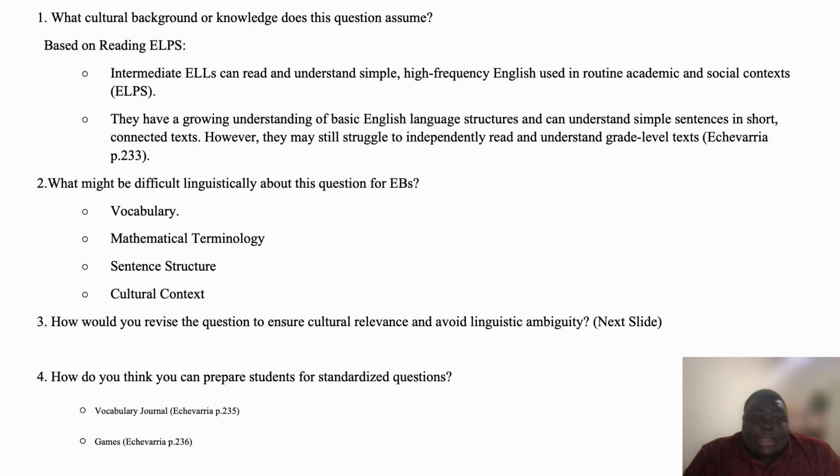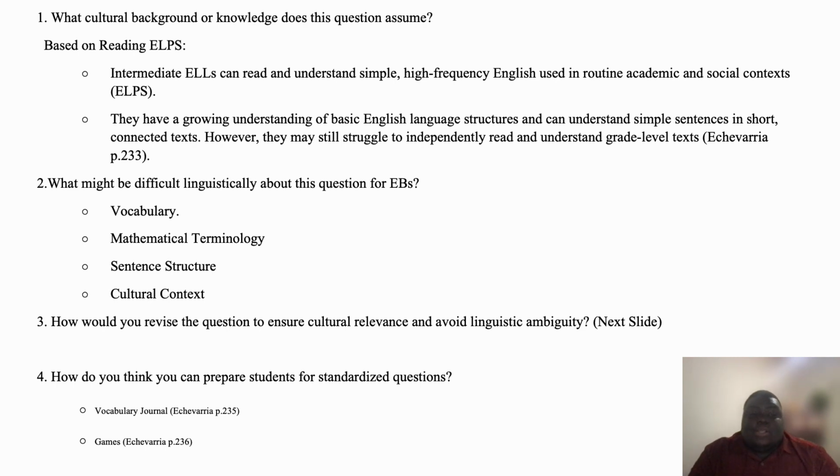Taking context from our textbook, it says they have a growing understanding of basic English language structures, and this is talking about intermediate ELs, and can understand simple sentences and short connected text. However, they still may struggle to independently read and understand grade-level text. That's Echevarria on page 233.